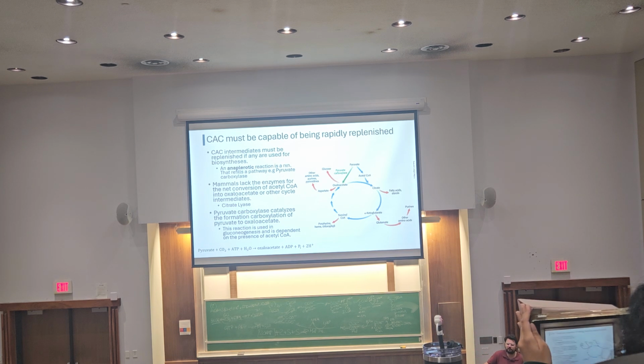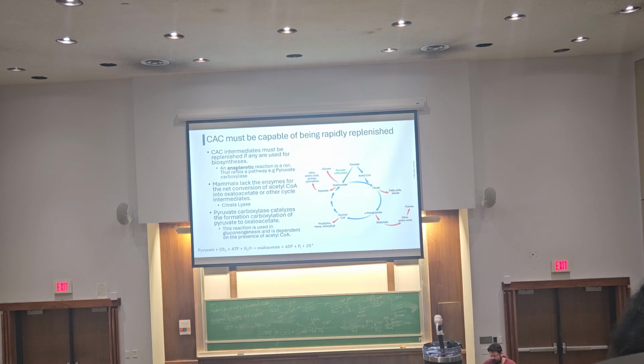So we need a way to refill oxaloacetate. And what is one way that we know already that we can make oxaloacetate? We saw it in gluconeogenesis. It's the very first step. Pyruvate carboxylase, exactly. Remember, the carboxylation of pyruvate forms oxaloacetate. Oxaloacetate then we use to make pyruvate, and then we can go all the way back up to glucose.